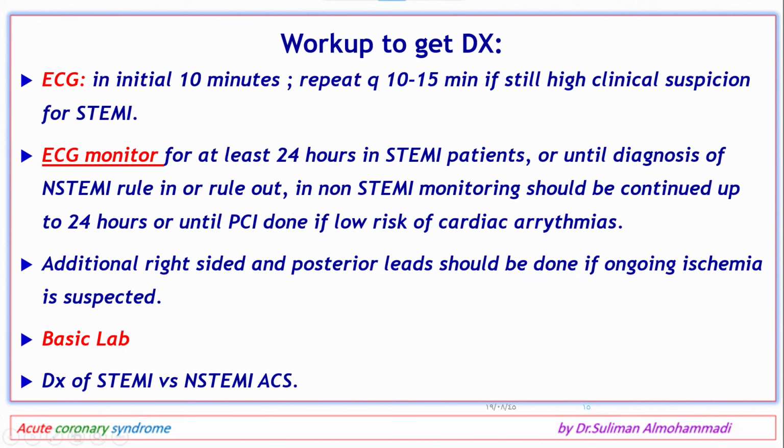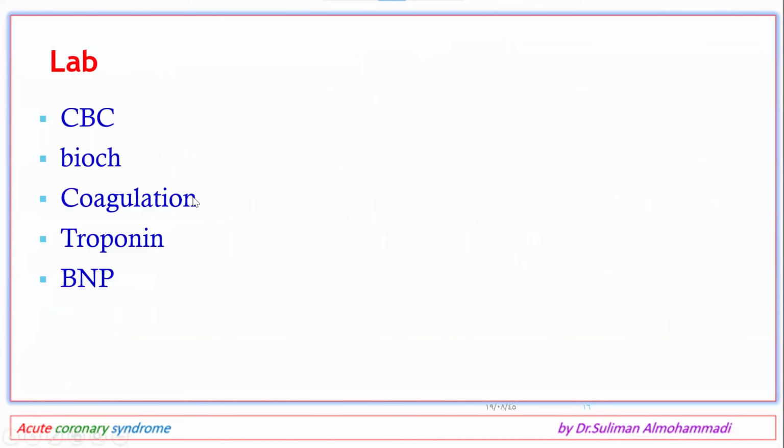Additional right-sided and posterior leads should be done from the initial evaluation of chest pain if ongoing ischemia is suspected, and if there is any suspicion of right-sided or posterior wall myocardial infarction. Then do basic labs. Don't delay for the labs, especially in patients who have no contraindications, to give a treatment or to shift the patient for revascularization. Then you have either diagnosed STEMI or non-STEMI acute coronary syndrome.